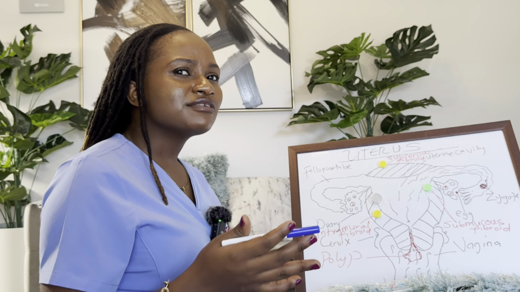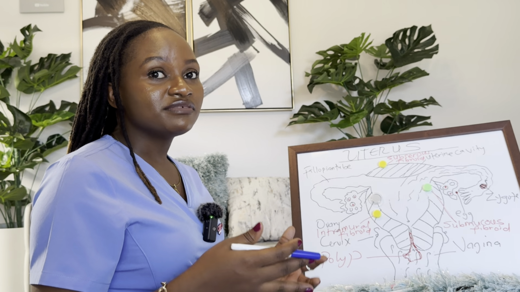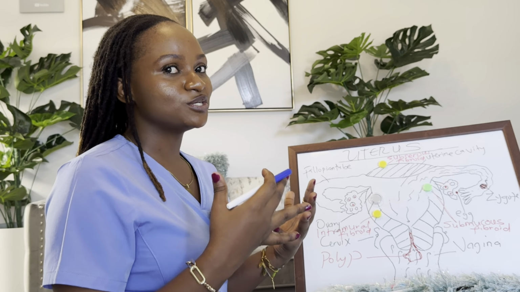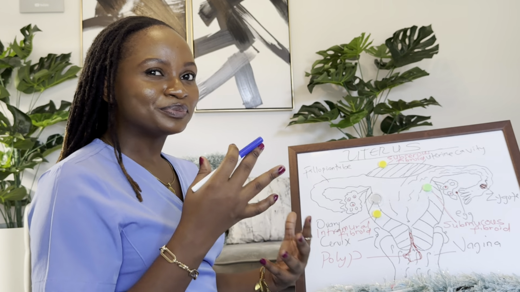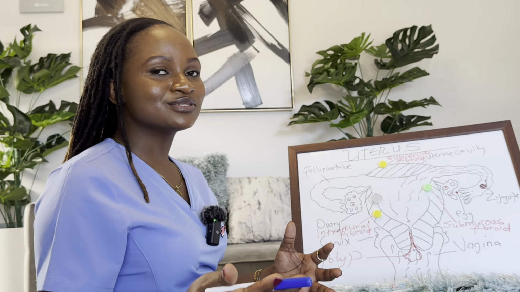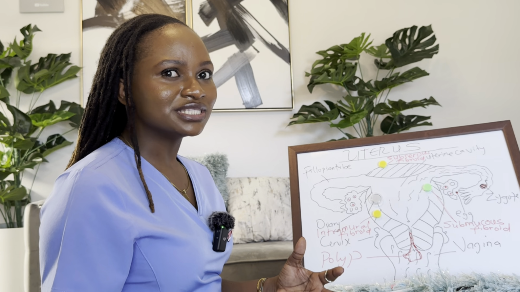Now, your prolactin level is only supposed to be high when you have given birth so that you can be able to produce milk and breastfeed your baby. But when it's high without pregnancy, it actually prevents ovulation. It sends a message to the ovary that you cannot be ovulating right now.